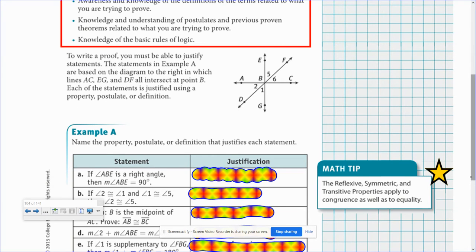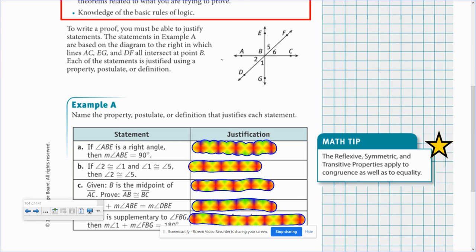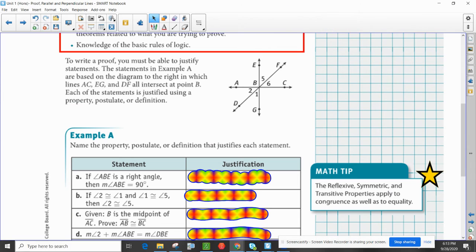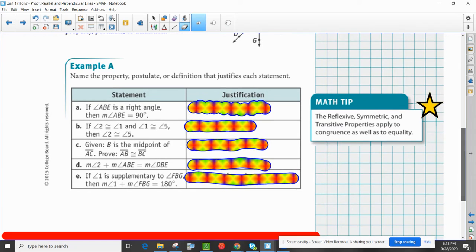What they've given us is just a bunch of statements. They all go back to this picture up here. That's where they're getting all their segments and angles from. They give us a statement, and we have to supply the justification as to why that statement is true. Let's look at A. It says angle ABE is a right angle, then the measure of angle ABE equals 90 degrees. What's that justification there? Well, that's the definition of a right angle, right? If something is a right angle, we know it's 90 degrees. So that can be our justification.